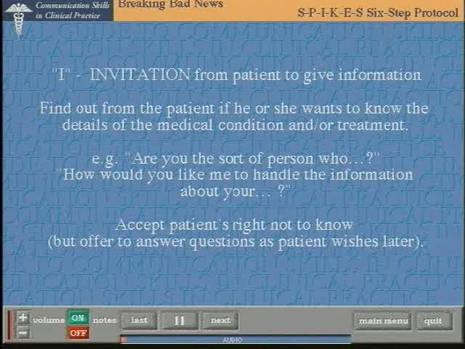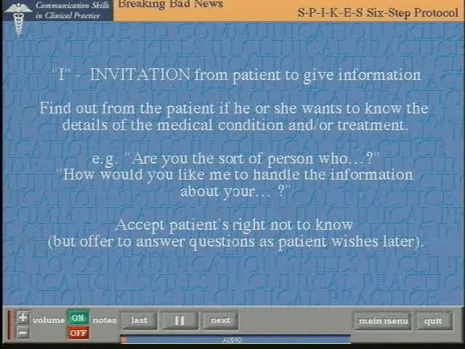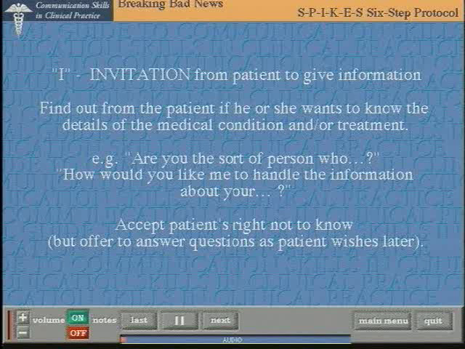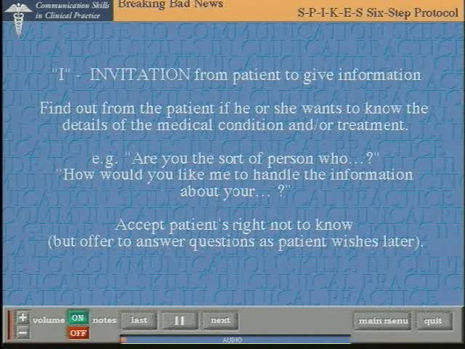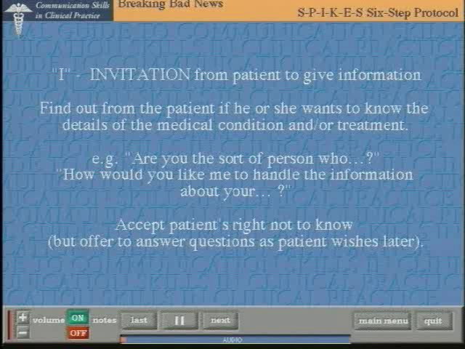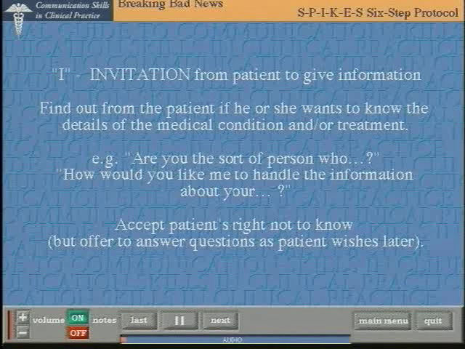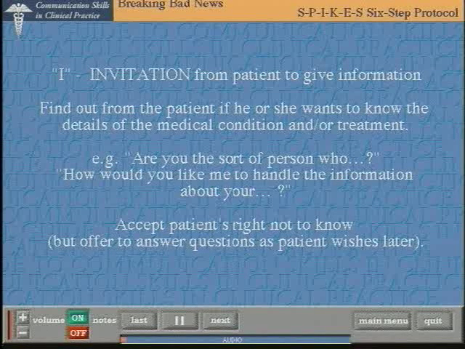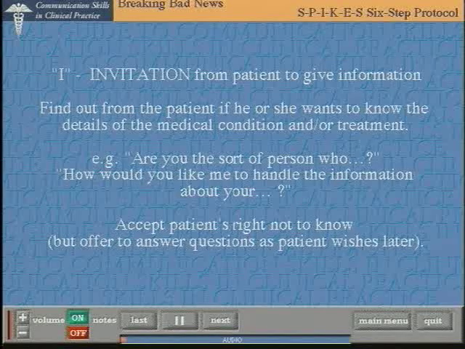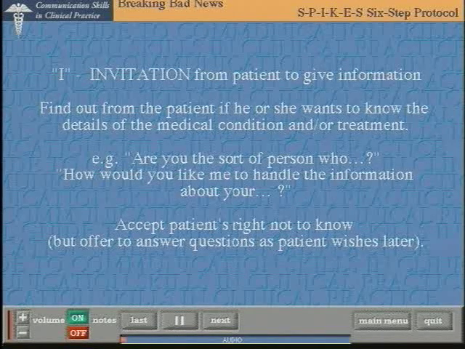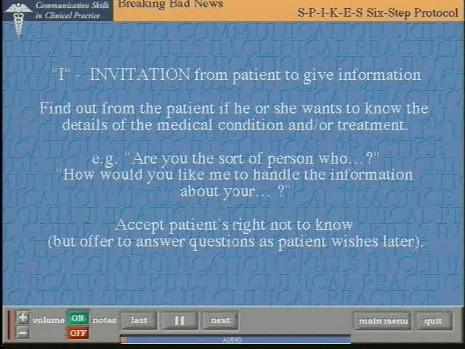Then comes the pivot of the whole interview when you ask the patient what he or she would like to know about the medical situation. Hence, I for invitation, getting a clear invitation to discuss the medical information if that's what the patient wants. As you'll see in the scenarios that follow, there are lots of different ways of actually phrasing this. Are you the sort of person who would like the full details, for example? Or even, how would you like me to handle the information? Do you want me to tell you the full details, etc.? The exact phrase is not so important. What matters is that you ask. Neither the patient nor you will ever forget that at that moment the patient had a true choice and that you were sensitive enough to ask about it.